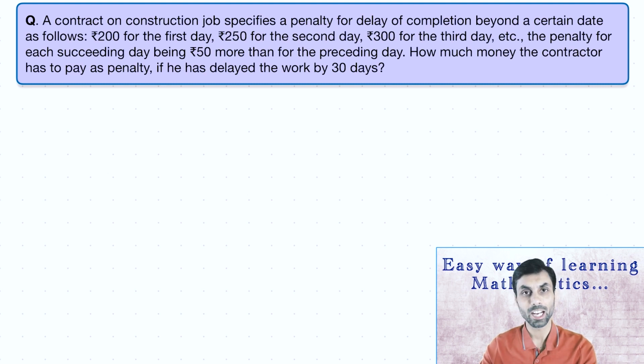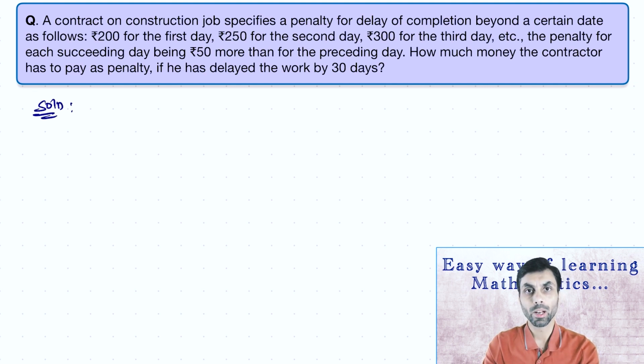The next question is, a contract on a construction job specifies a penalty for a delay of completion beyond a certain date as follows: rupees 200 for the first day, 250 for the second day, 300 for the third day, and so on. The penalty for each succeeding day being 50 rupees more than the preceding day, how much money does the contractor have to pay as penalty if he has delayed the work for 30 days?